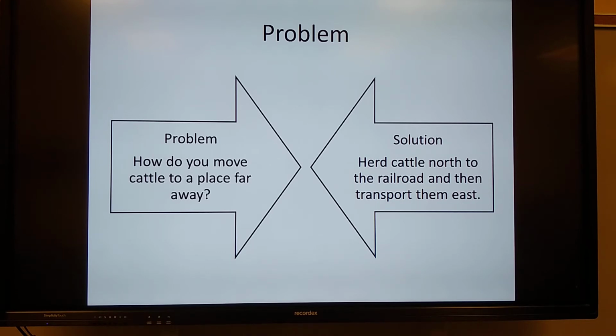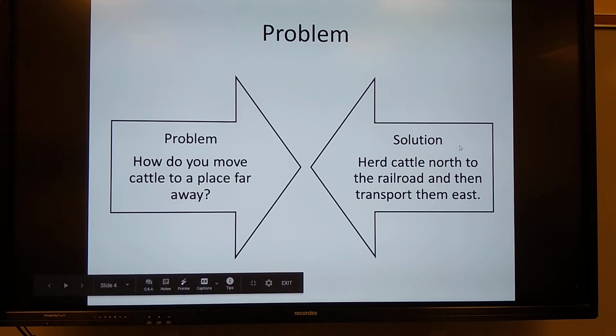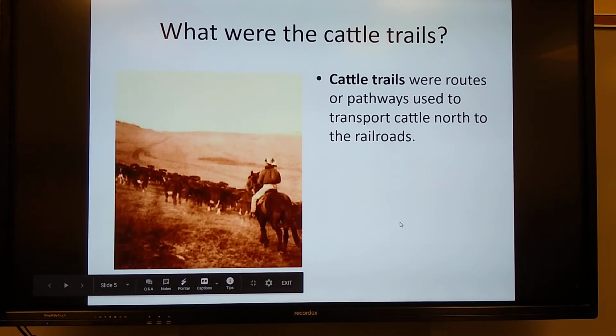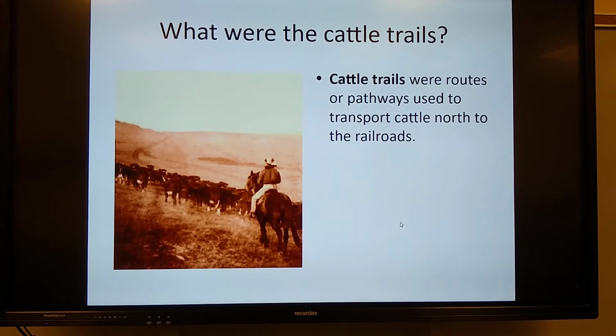Cowboys would move these herds of cattle to the north, and then in the north they would be loaded up into railroads, and then the trains would take the cattle where they needed to go in the northern and southern states. So what were the cattle trails? Cattle trails were routes or pathways used to transport cattle north to the railroads. And that's an old picture of a cowboy herding cattle along a trail.